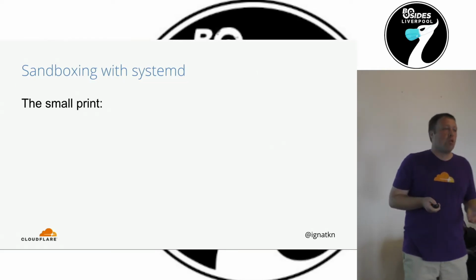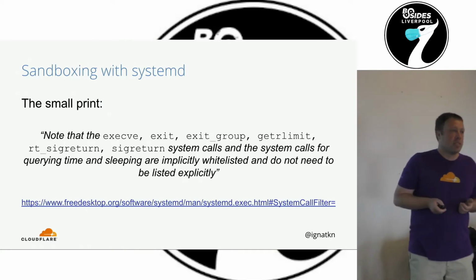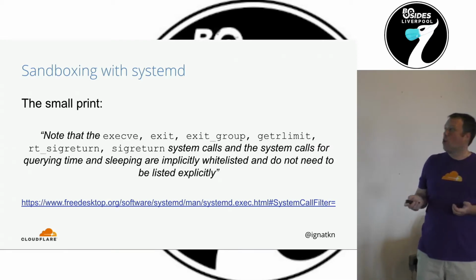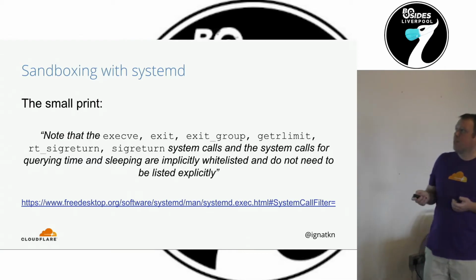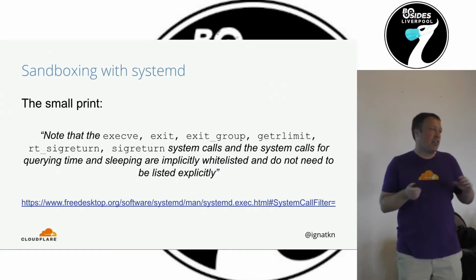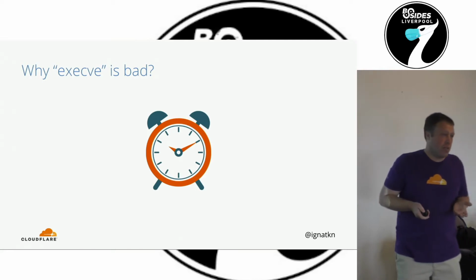However, there is a small print with this, the systemd approach. If you dig into the documentation, some system calls are always allowed. This is because of the way systemd works, it always needs to allow these system calls to function properly. One of the scary parts here is the exec-read system call, which is always allowed even if you put it into the denial. So why is it bad, right?